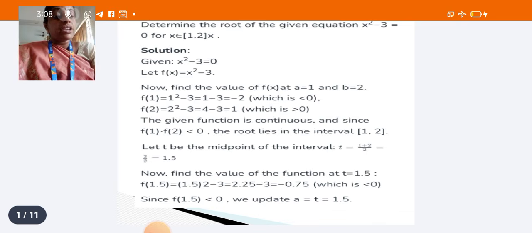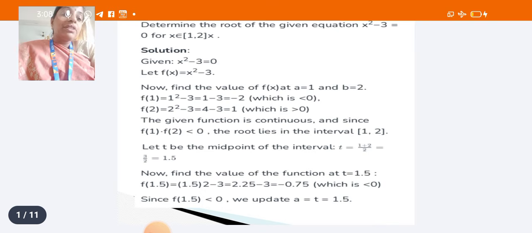Here the sign changed. The given function is continuous, and since f(1) times f(2) is less than 0, the root lies in the interval [1, 2]. Let t be the midpoint of the interval. t = (1 + 2)/2 = 3/2, which is equal to 1.5.